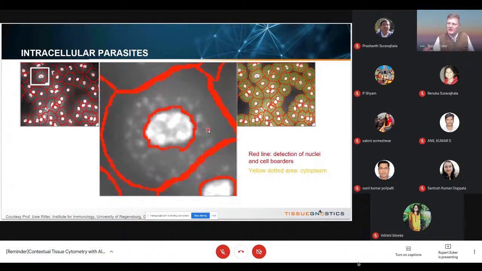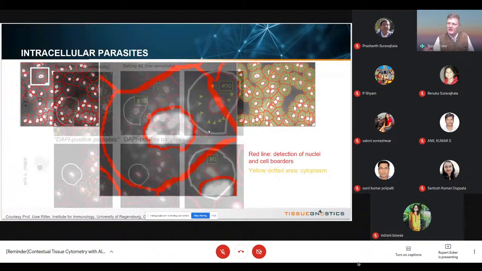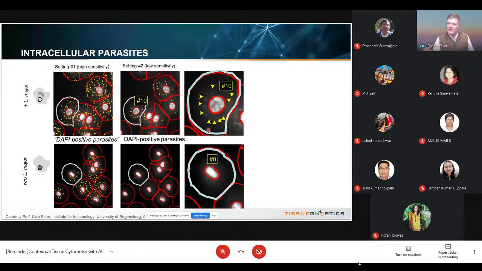Now, this algorithm is a mathematical procedure. It obviously does not really understand what the parasite is. It works with groups of pixels, uses intensity or texture parameters. So we need to fine tune the algorithm and set its sensitivity. In the lower panel here, we see the control population without Leishmania major. So all the yellow dots we see here are in fact false positives.